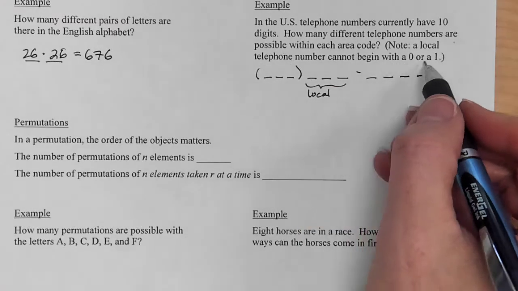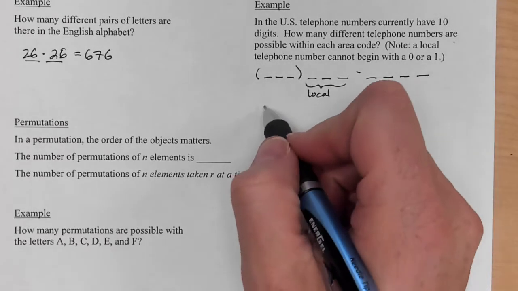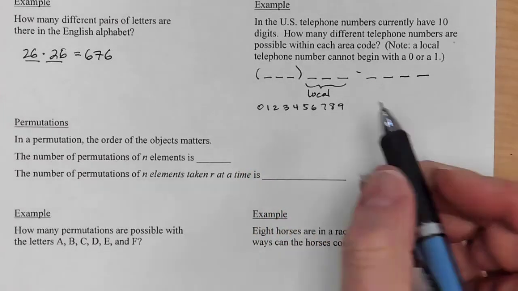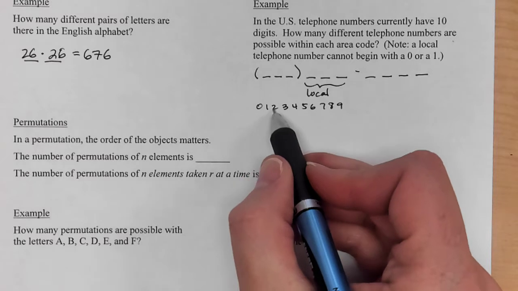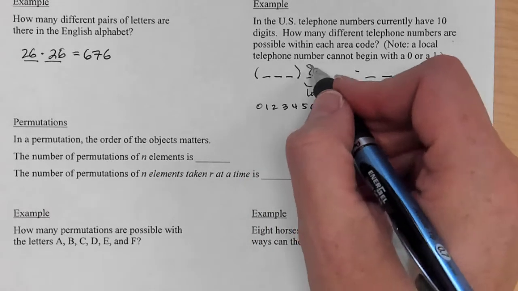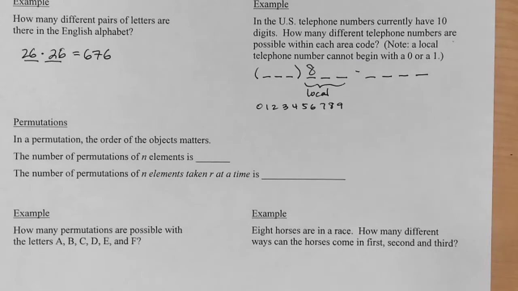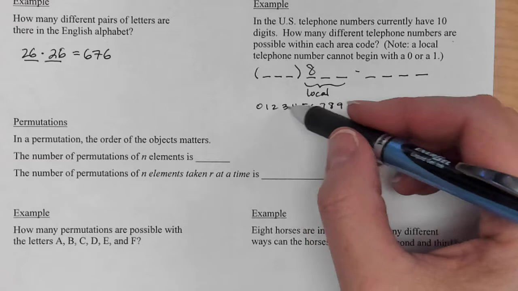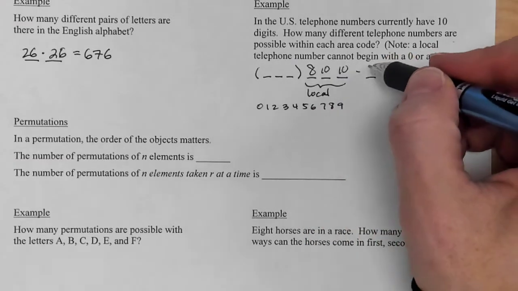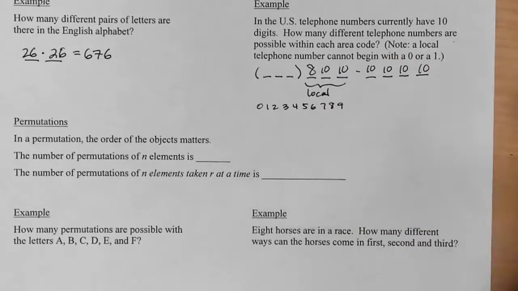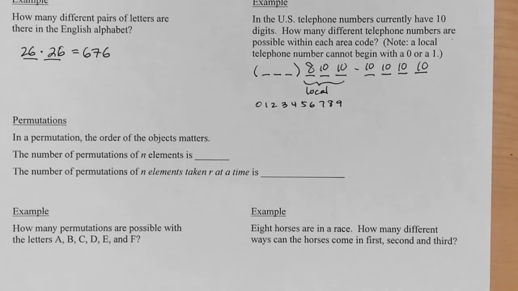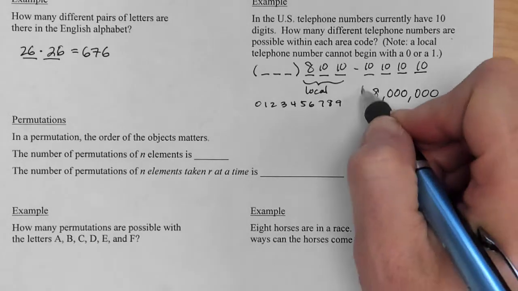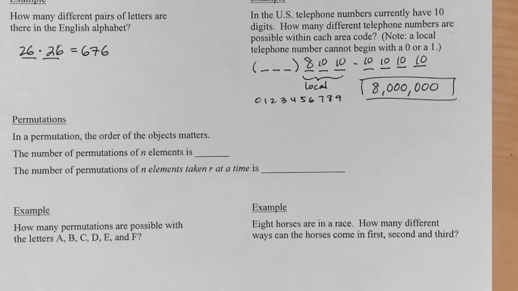A local phone number cannot begin with a 0 or 1. So out of all the digits that you could have, 0, 1, 2, 3, 4, 5, 6, 7, 8, 9, you can't have a 0 or 1, which means there's only 8 options for you to fill that blank. After that, you can repeat numbers in a telephone number, and you can have 0s and 1s. So now there are going to be 10 options for you in each of these, because you can repeat numbers in a phone number. If you were to multiply that out, you'd find out that there are 8 million different phone numbers that can be made within each area code.